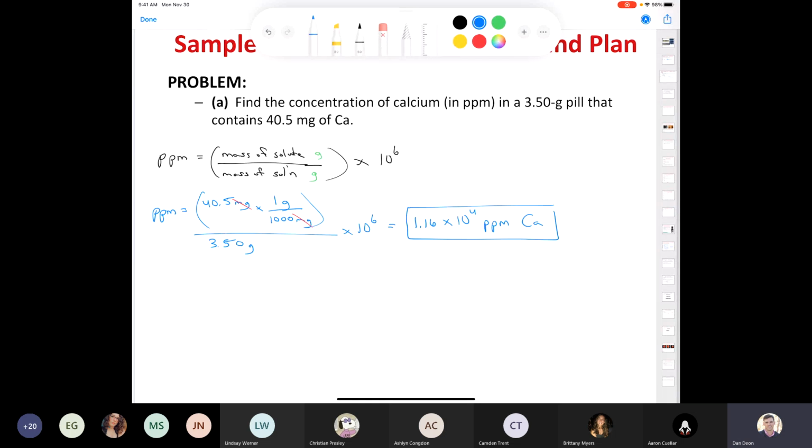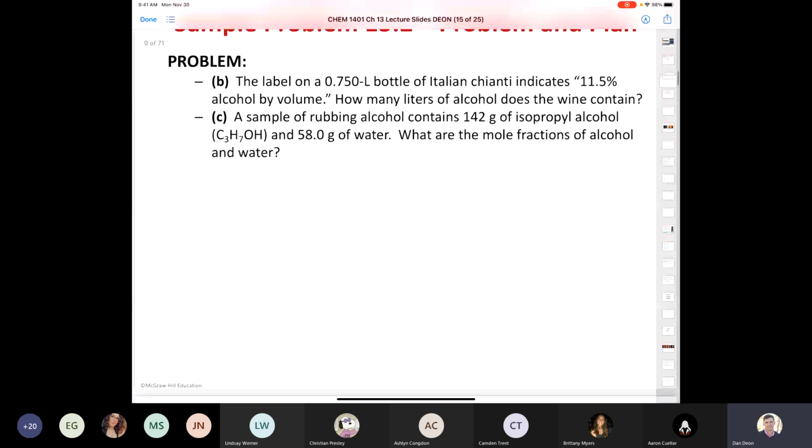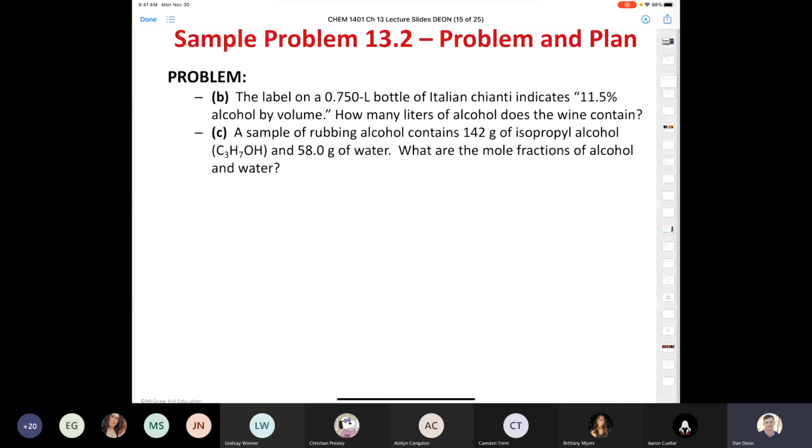And so again, this is another example of where you're going to have to memorize a formula. There we go, parts per million. All right, let's keep moving. Let's try another problem. This is B. It says the label on a 0.750 liter bottle of Italian Chianti measures 11.5% alcohol by volume. How many liters of alcohol does the wine contain?